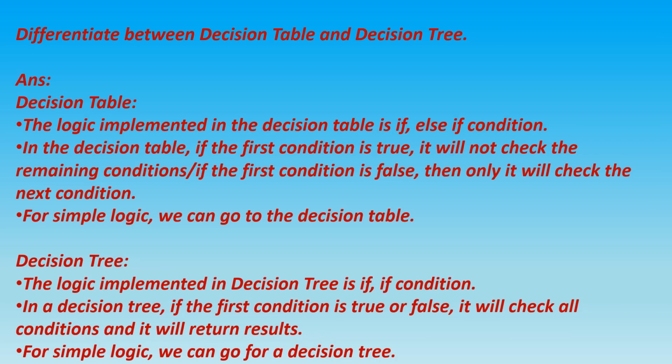And the fifth question is differentiate between decision table and decision tree. Decision table. The logic implemented in the decision table is if, else if condition. In the decision table, if the first condition is true, it will not check the remaining conditions. If the first condition is false, then only it will check the next condition. For simple logic, you can go to the decision table.